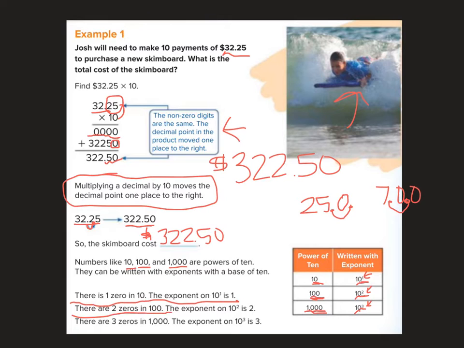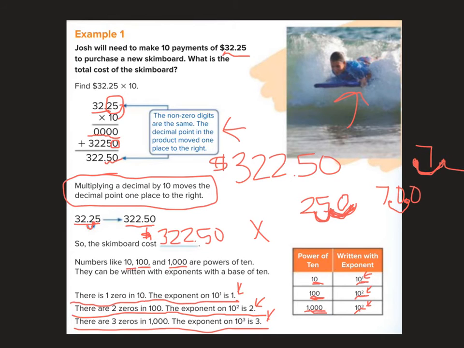There are 2 zeros in 100. The exponent on 10 to the second power is 2. There are 3 zeros in 1,000. The exponent on 10 to the third power is 3. And that tells us how many spots we have to move our decimal point. And then we get to the question of, do I move it this way, or that way? Left or right? Which way do I go? If we're multiplying, our number's getting larger. So if I have 7 and I move it this way, now I have a decimal point. That made it smaller. So if I'm multiplying, it's always going to move to the right. If I'm dividing, it's going to move to the left.